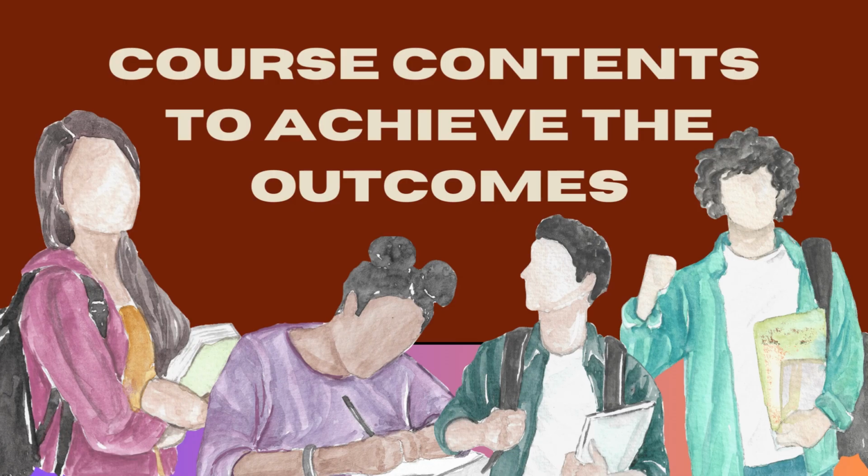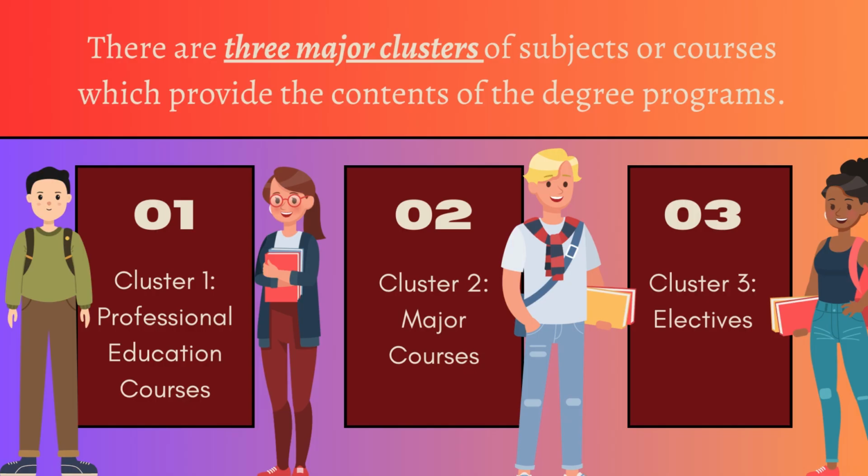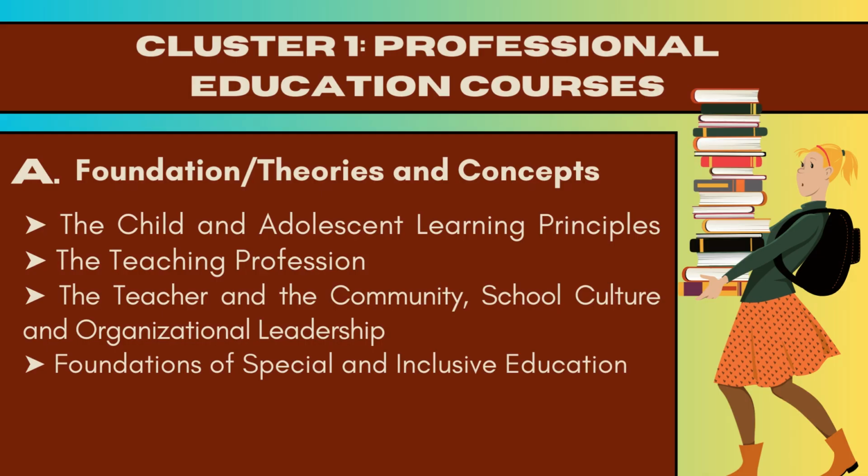By the way, my topic is the continuation of Prince, which is the course contents to achieve the outcome. So, what content should be taught to prepare prospective teachers in their future jobs? There are three major clusters of subjects or courses which provide the contents of the degree programs: cluster 1, professional education courses; cluster 2, major courses; cluster 3, electives.